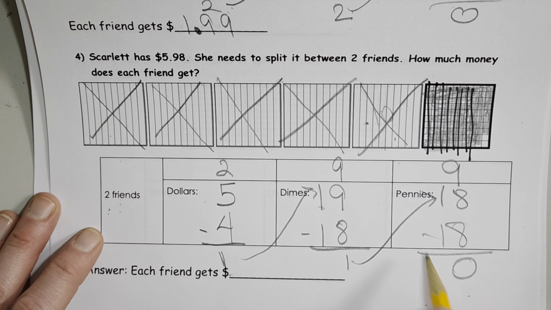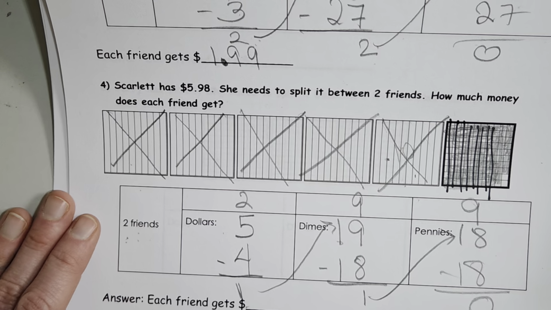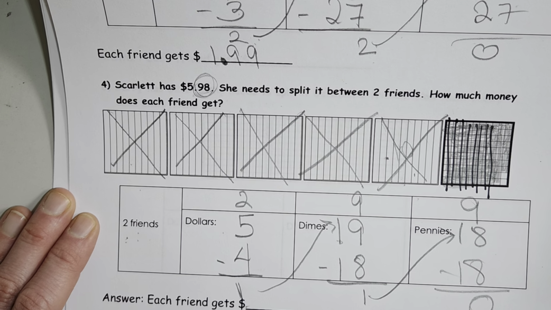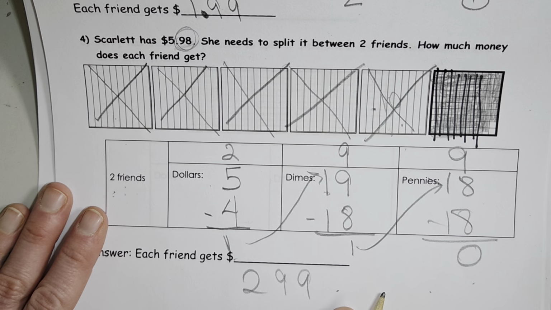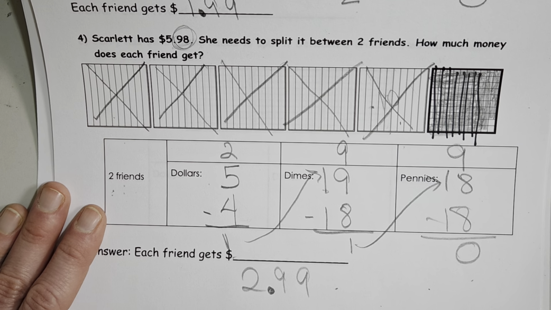0. Okay, so our answer is, again, $299? No. We're talking about $5.98. Look at where that decimal is. We can just copy that decimal. Talking about hundredths, that's where that goes, in the hundredths place.